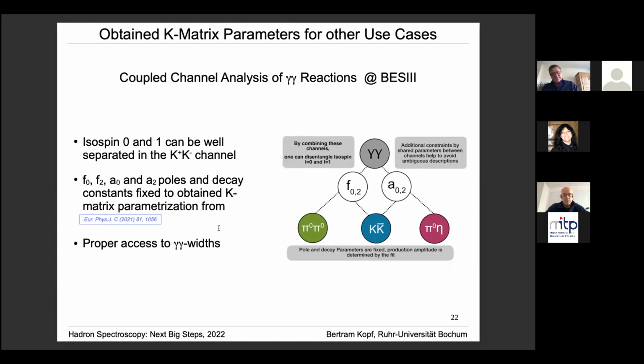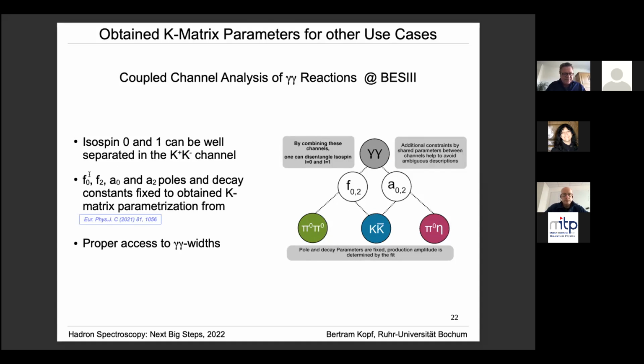Okay, then I will come to gamma-gamma reactions. We have also analyzed gamma-gamma channels by making use of the parameterization which we have obtained with this fit, which I've presented before. And these are the channels, these three gamma-gamma channels, which we have analyzed in a coupled channel mode, pi-pi, K Kbar, and eta-eta. And here again, the advantage is that by analyzing the K Kbar channel together with pi-pi and pi-eta, one can disentangle the f0 and f2 resonance parts.